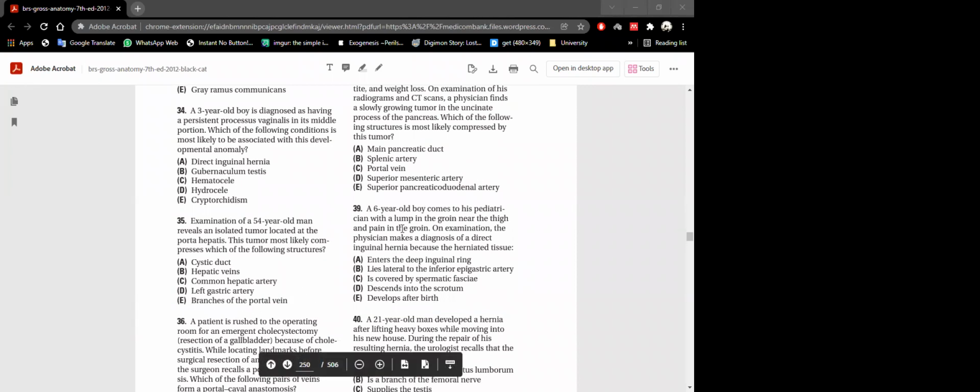Okay, question 39. A six-year-old comes to the pediatrician with a lump in the groin near the thigh and pain in the groin. A direct inguinal hernia. Because of the herniated tissue, which of the following is it probably?